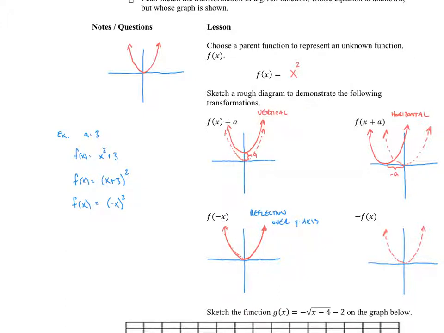And if I were to add the negative in front of the function, so for our negative f of x, let's say f of x was x squared. Now that negative is not inside the function, it's outside the function. That's going to be a reflection still, but it's over the x-axis. So that would look something like this.